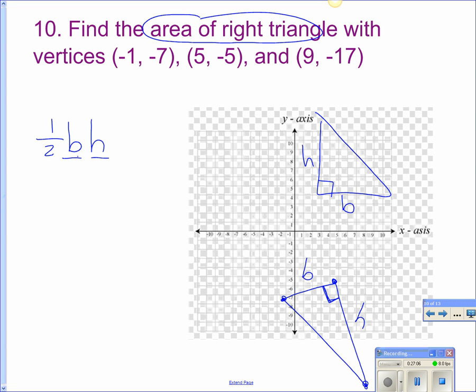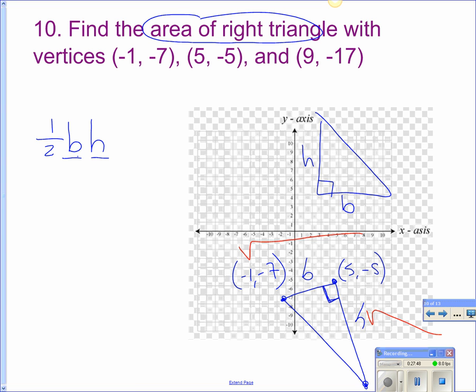Okay, so before we can plug in for the base, we have to know how long it is. How do I figure out how long this is? What do I have to do? What formula can help me find the length of this? Distance formula. So this point is -1, -7, and this point is 5, -5. So you need to do the square root formula for that one, and you're going to have to do it for that one. So you don't have to do it for all three. You just have to do it for 2 of them.